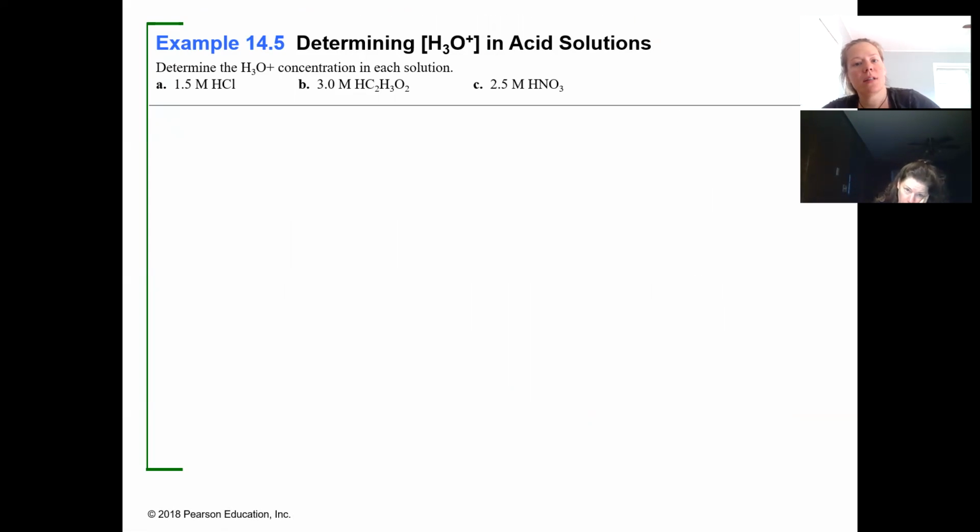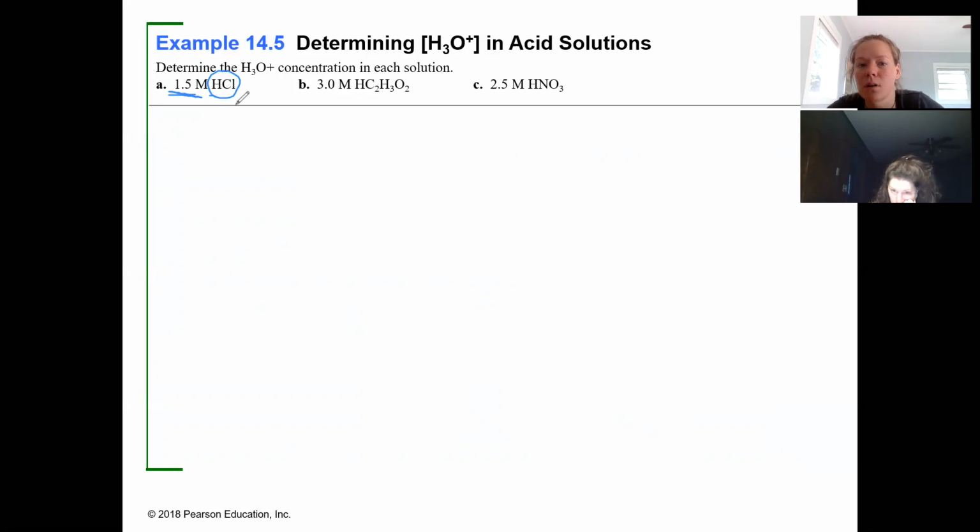When trying to calculate the H3O+ concentration in an acid, if you have a strong acid like this, whatever the concentration of the molecule is will equal the concentration of the H3O+, because every single one of these breaks apart, correct? If it's a strong acid, every one will break apart into a hydrogen and a chlorine. So if I have a 1.5 molar HCl solution, I also have a 1.5 molar H+ solution, or H3O+, which is the same thing as this.